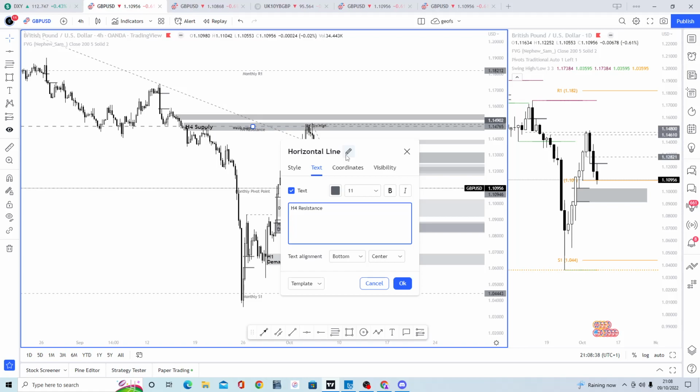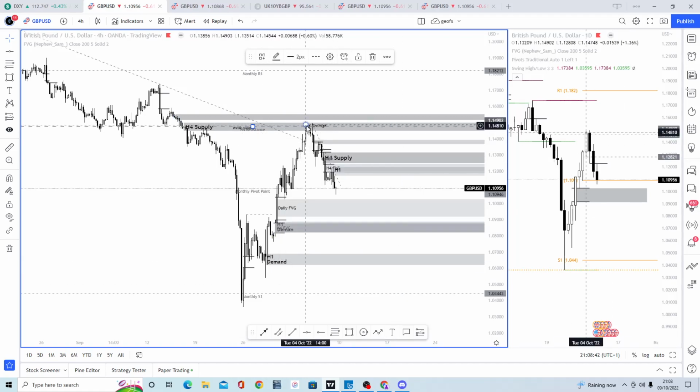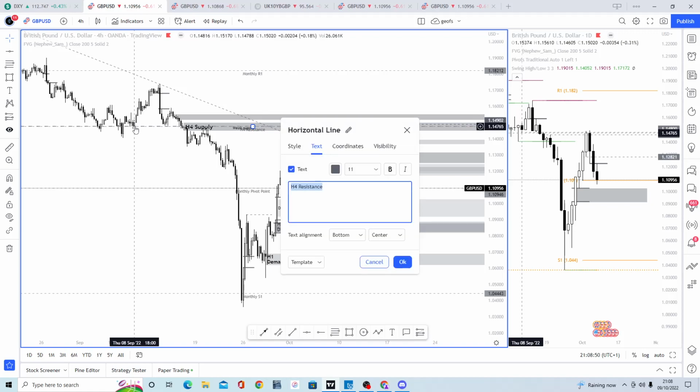Support and resistance is usually not an exact level. We know this is on like 80 or 75 or 80, that kind of zone. Did I spell resistance right? Yeah.